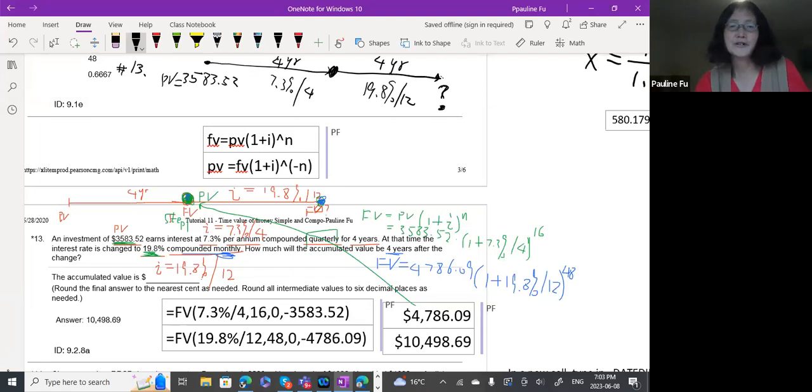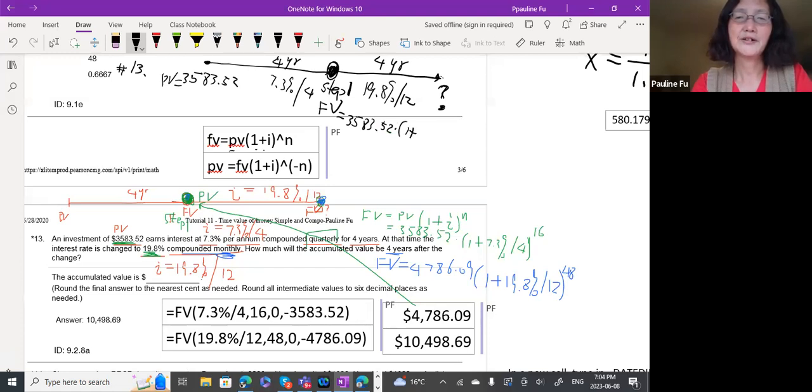Okay, so 2 steps. Step 1, we need to find out what is the money after 4 years here. What is the money here? So calculate future value at this point. So use future value formula. FV equal to PV times 1 plus i raised to power n. So PV is $3,583.52. This is PV times 1 plus i. i is 7.3% divided by 4. Raised to power. So in 4 years, how many quarters? There are 16 quarters. So term n equal to 16.